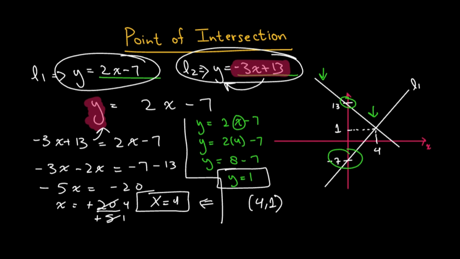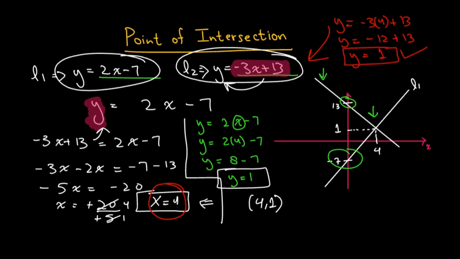Now remember that I could have substituted x equals 4 into line L2 and I could have got the same answer. For example, y equals -3x plus 13, which is the equation of line L2. For x, I substitute x equals 4. So y equals -3 times 4 plus 13, which is -12 plus 13. So y equals 1. You get the same answer by substituting the x value in the equation of line L1 and the equation of line L2.